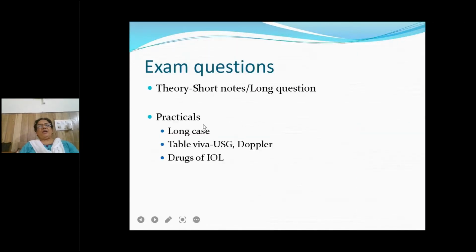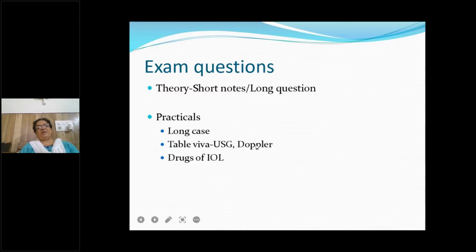In exam, you usually get a short note on fetal growth restriction. A long question is a little unusual, but sometimes it can come as height of uterus less than period of gestation, but more commonly you will get a short note. In practical, this can definitely come as a long case, so you should know all the points well, because your viva can go in any direction. So it can be a long case as height of uterus less than period of gestation.